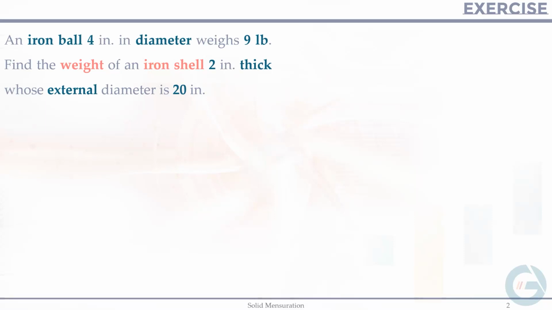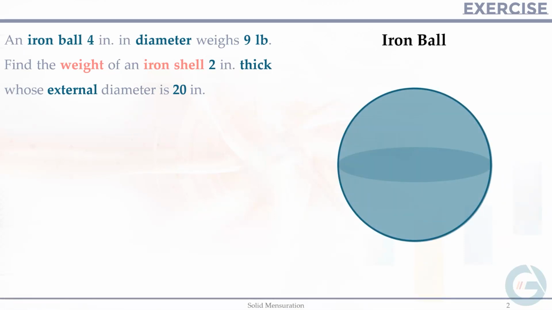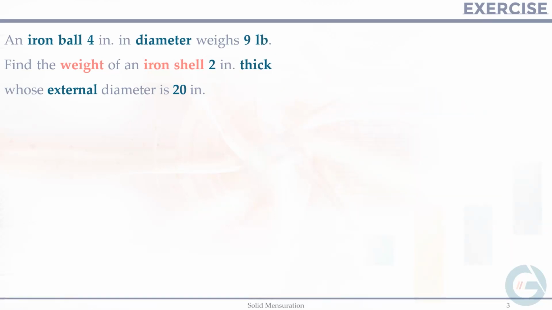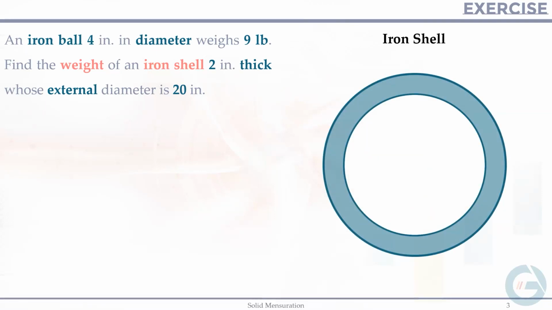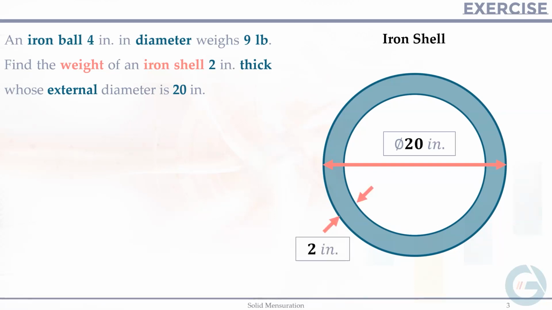So first, let's visualize this first object, the iron ball. So we have an iron ball with 4 inches in diameter. This one weighs 9 pounds. Okay? The second object is an iron shell. So this one has a diameter of 20 inches and thickness of 2 inches.